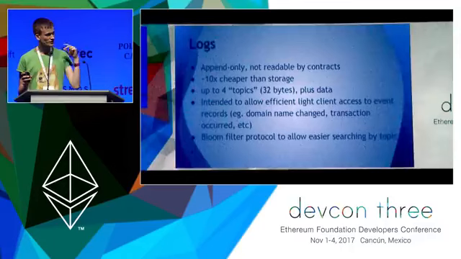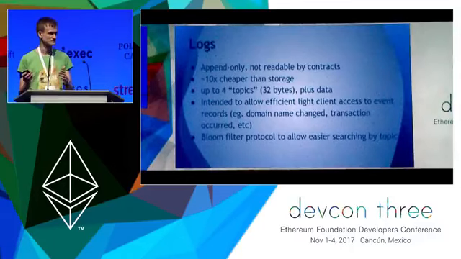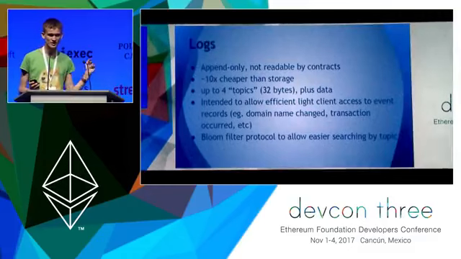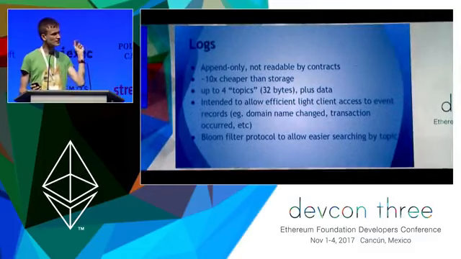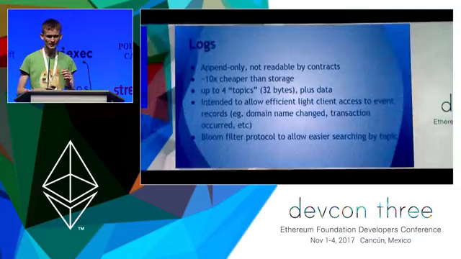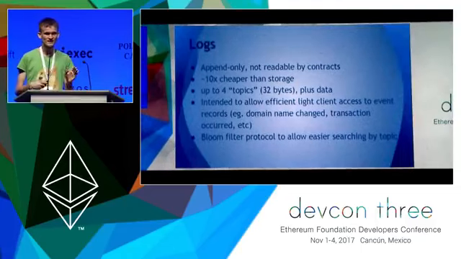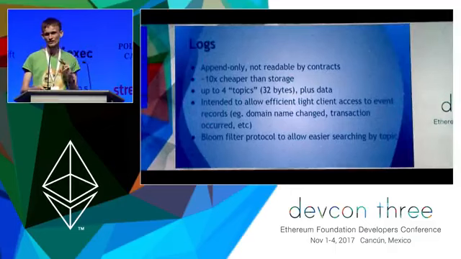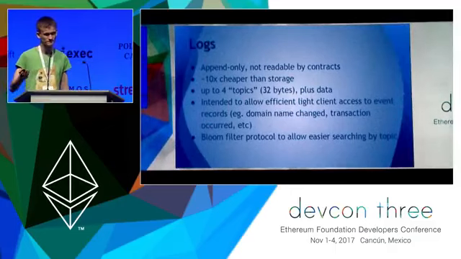The logs get put into a Merkle tree, which allows very efficient light client access to logs. So if you have a light client, then you can search through logs, and you can use topics as a keyword, and this lets you very easily find events that contracts have created of a certain type. So very useful for decentralized application programming.